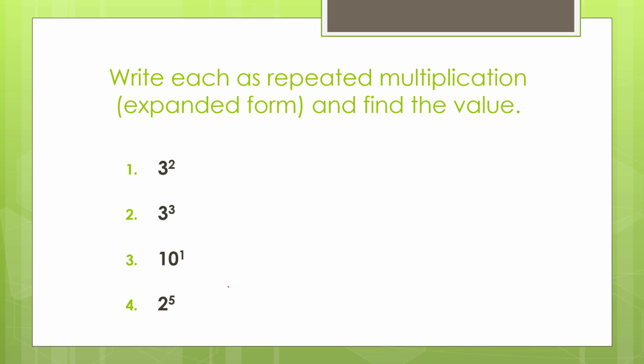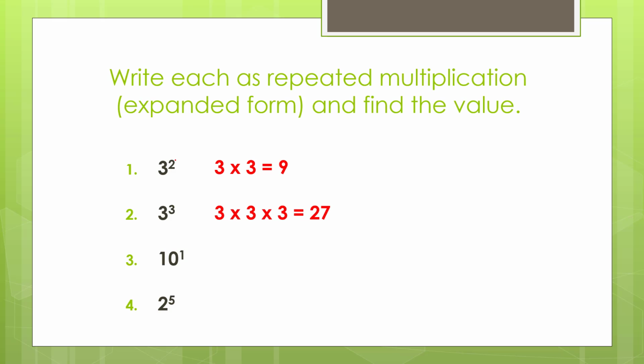Write each as a repeated multiplication in expanded form and then find the value. So 3 squared, that'll give us 3 times 3, which is equal to 9. 3 cubed would be 3 times 3 times 3. That's equal to 27.